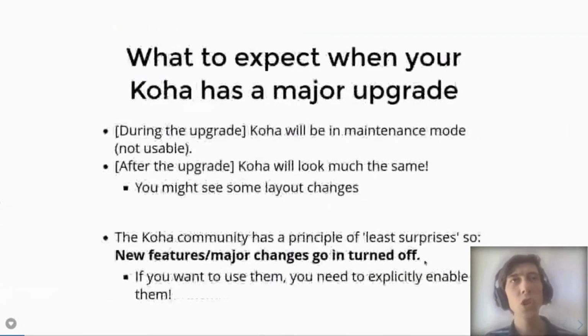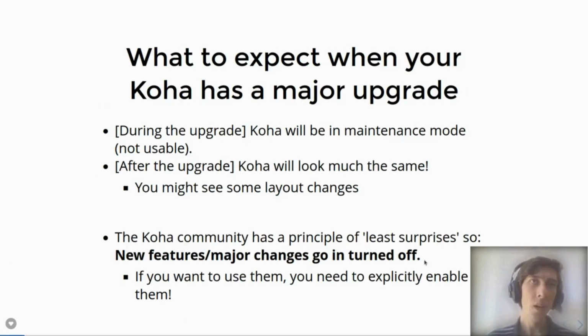So what to expect when your Koha instance has a major upgrade? Those are the upgrades containing the big changes. For Catalyst hosted Koha libraries, we try to do one major upgrade every year. While we install it on your Koha server, Koha is in something called maintenance mode, which means it's not usable while we're installing the upgrade, which is why we schedule it with you ahead of time. After the upgrade happens, Koha will generally look much the same, although you might see some layout changes.